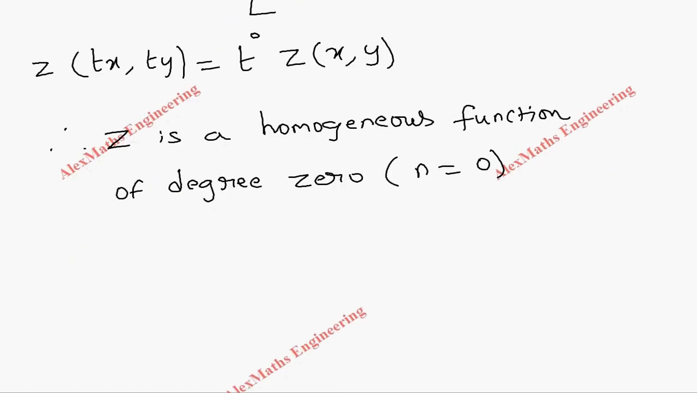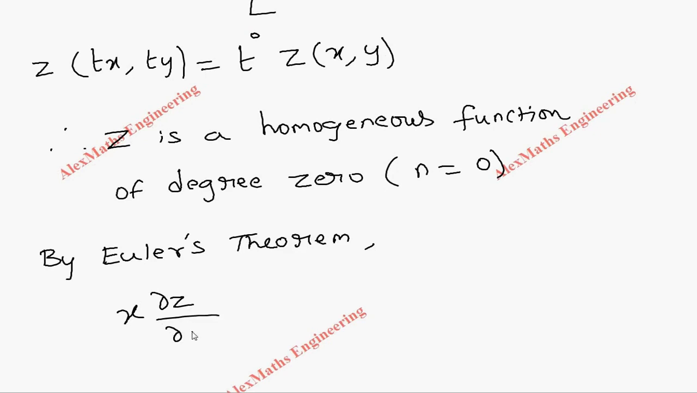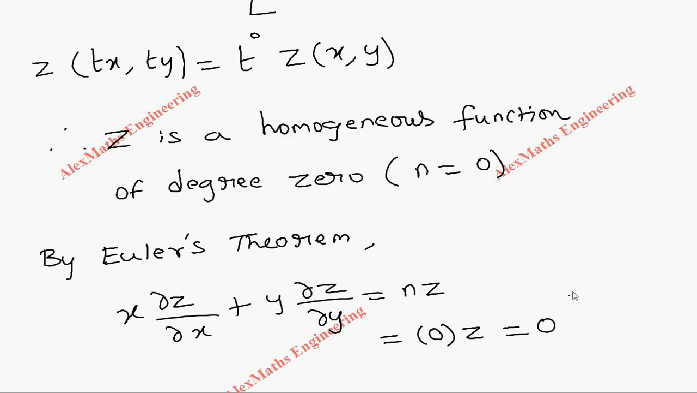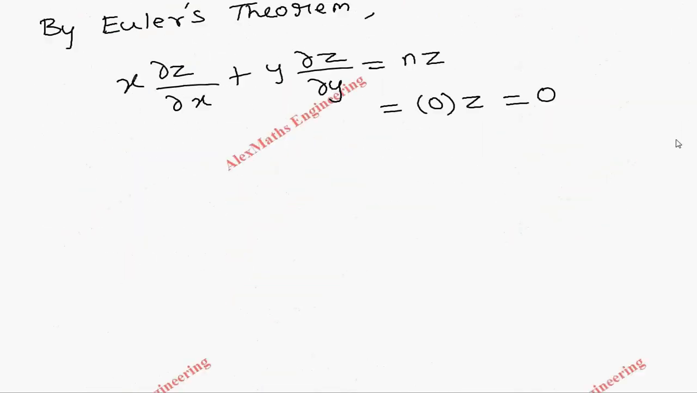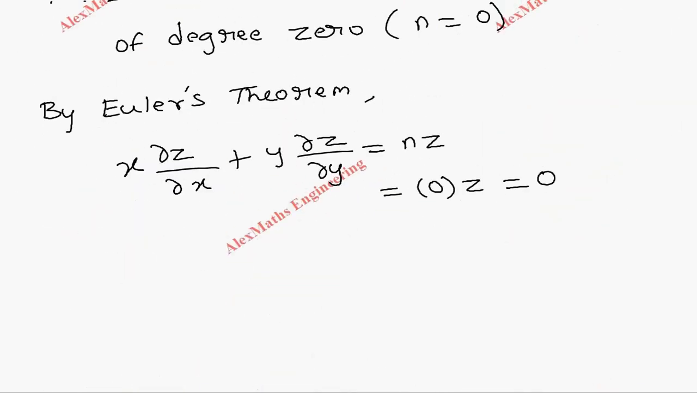Now, by Euler's theorem, we have x into dou z by dou x, where here we are using z because our function is given as z, plus y into dou z by dou y equal to n into z. The value of n is 0, so it is going to be 0 into z, which is nothing but 0. So as per the question, we have to prove x into dou z by dou x plus y into dou z by dou y equal to 0, which we proved here using the Euler's theorem.